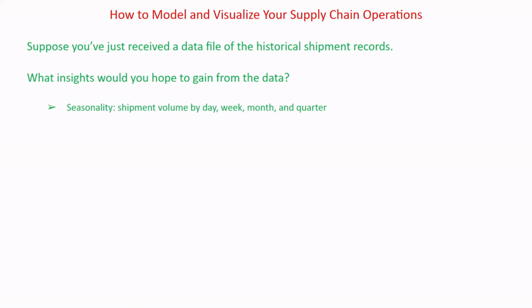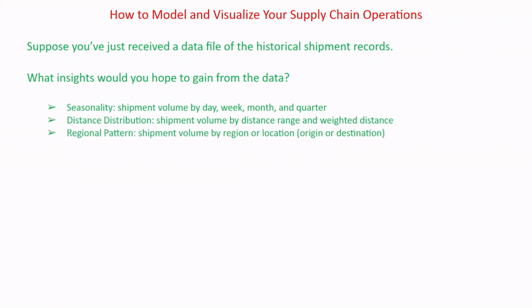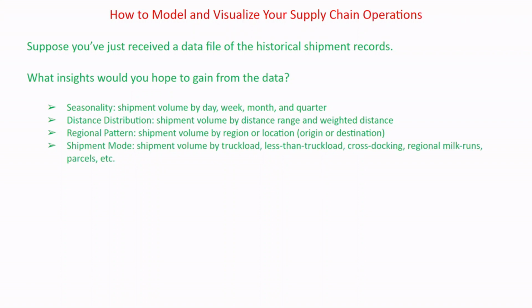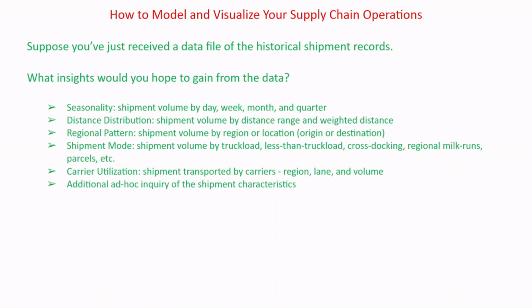Seasonality of the shipment volume. Distance distribution and average weighted distance. Regional patterns such as shipping origin and destination locations. Shipping mode distribution. Carrier utilization for regions and lanes. Additional ad hoc inquiry of the shipment characteristics. Most likely, you would like to see the corresponding maps and dashboard charts.